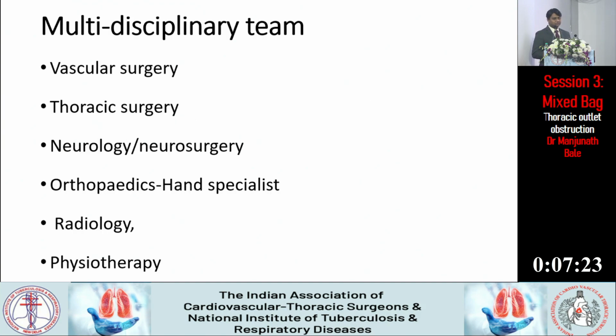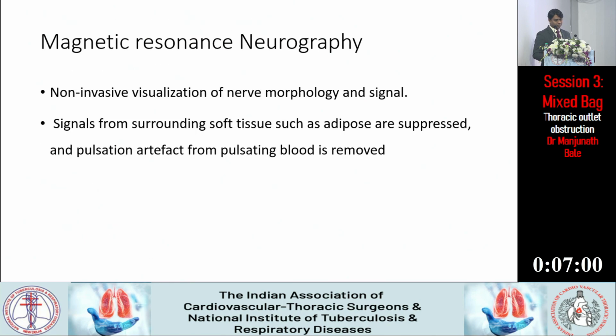So whenever a patient of TOS comes, a multidisciplinary team should be activated. A vascular surgeon should be involved. A thoracic surgeon is generally involved first. And nowadays we involve a hand specialist who has experience with all these brachial plexus injury management. So I generally involve a hand specialist for these cases. Radiology and physiotherapy are ancillary departments which are also involved in this case.